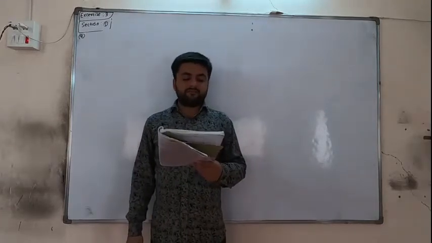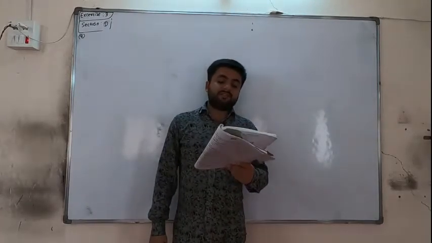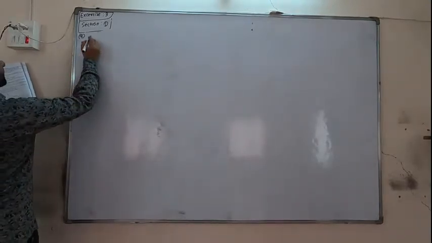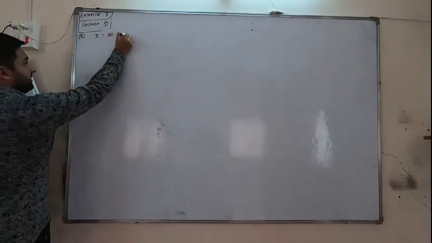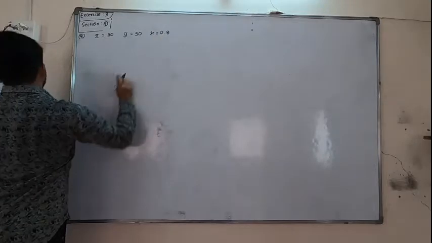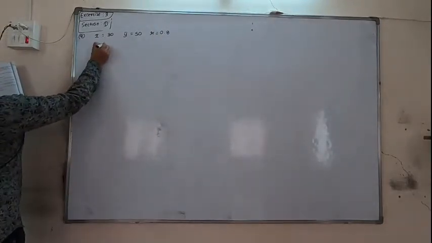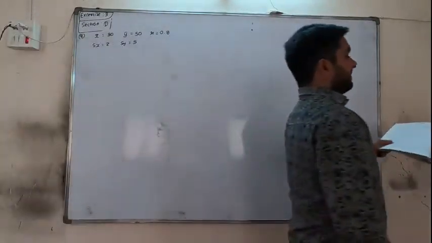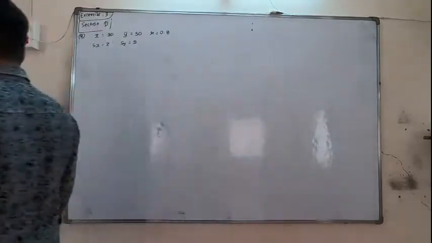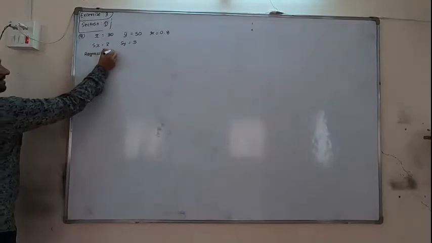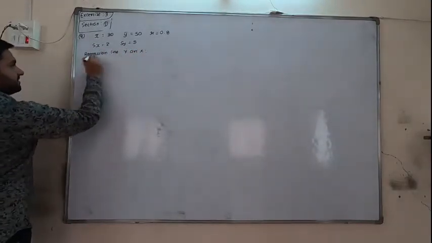x bar is 30, y bar is 50, r is 0.8. Standard deviations of x and y are 2 and 5 respectively. Obtain the regression line y on x. Same thing, but the information is a little bit different. x bar 30, y bar 50, r 0.8, standard deviations of x means sx is 2, sy is 5. Again we have to get a regression line. So, regression line y on x.